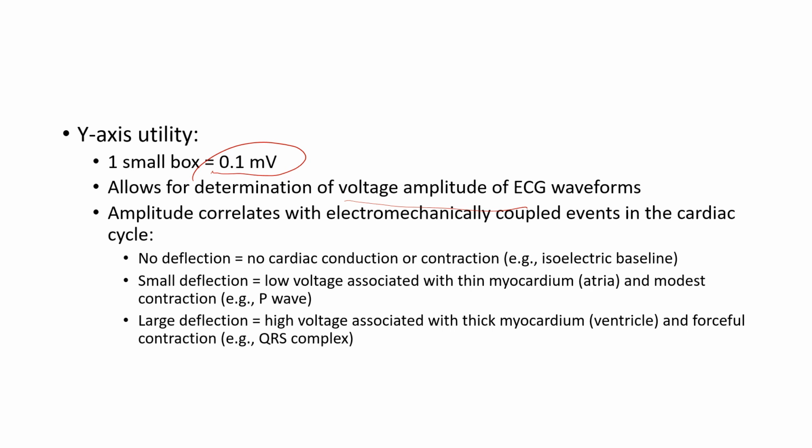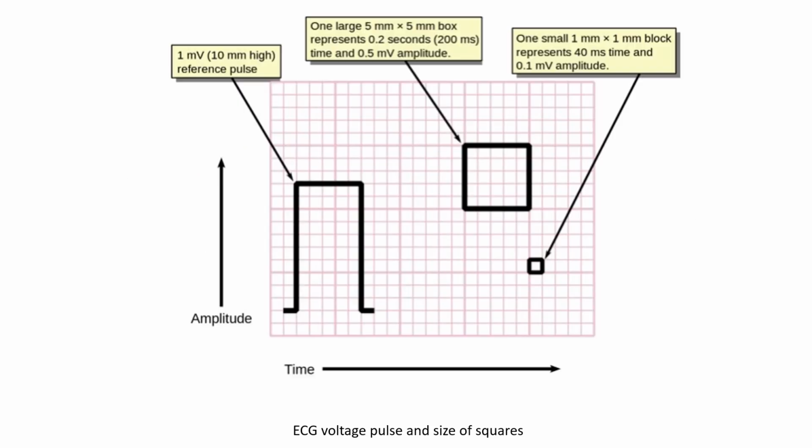If there is no deflection, then there is no cardiac conduction. Small deflection means low voltage, associated with thin myocardium. Large deflections mean high voltage, associated with thick myocardium. So this is the graphic representation. 10 mm will give 1 millivolt, and again a 5 mm by 5 mm box is 0.2 seconds.